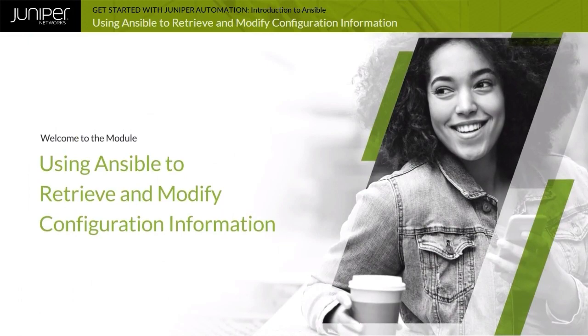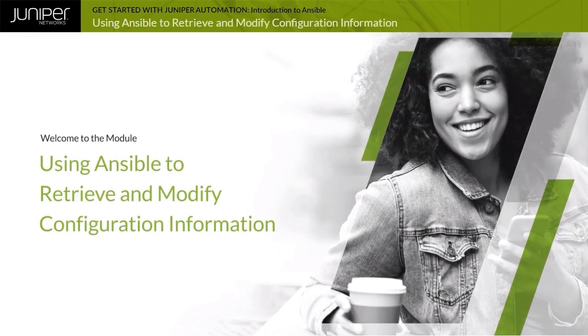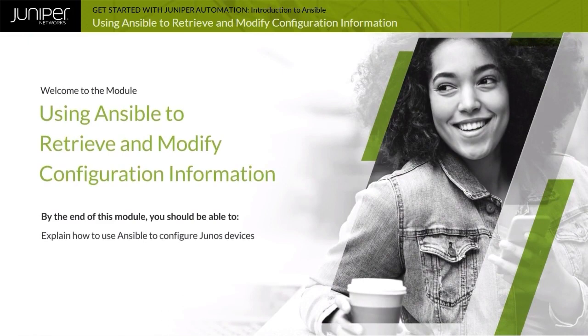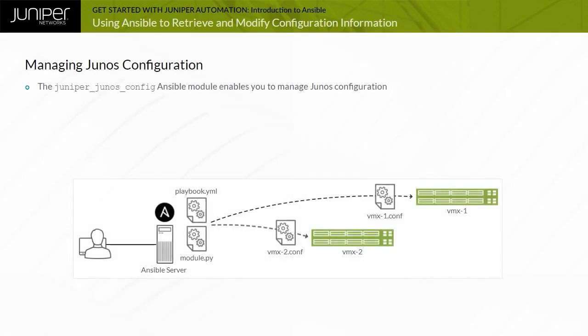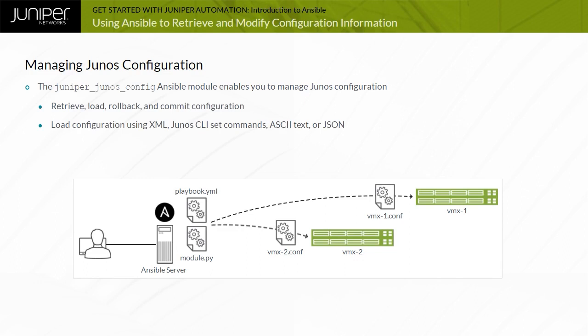Welcome to the Using Ansible to Retrieve and Modify Configuration Information module. By the end of this module, you should be able to explain how to use Ansible to configure Junos devices. The Juniper Junos config module from the juniper.junos Ansible Galaxy role can be used to perform configuration management on a Junos device. You can retrieve, load, rollback, and commit configuration using XML, Junos set commands, ASCII text, or JavaScript Object Notation, or JSON. You can manage device configuration in either exclusive or private configuration mode.